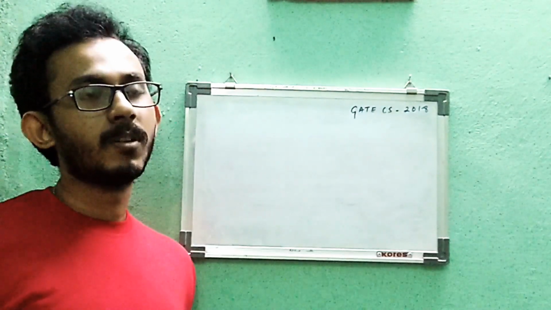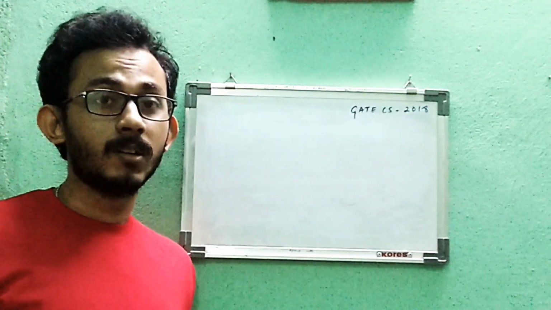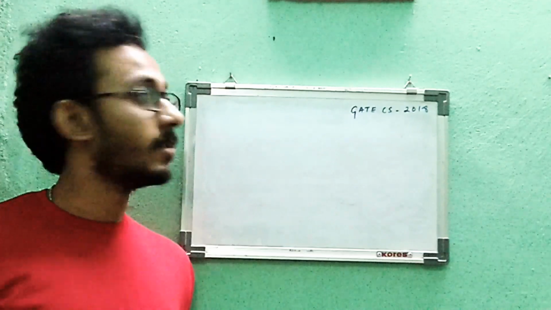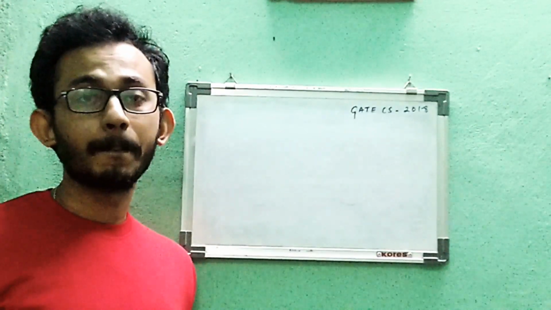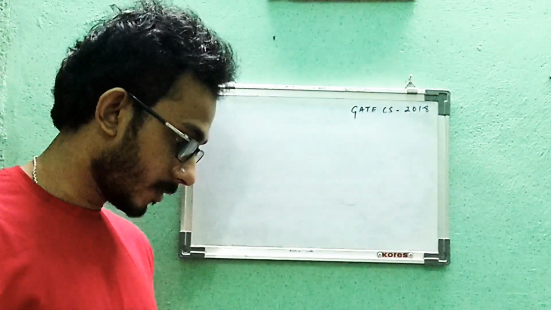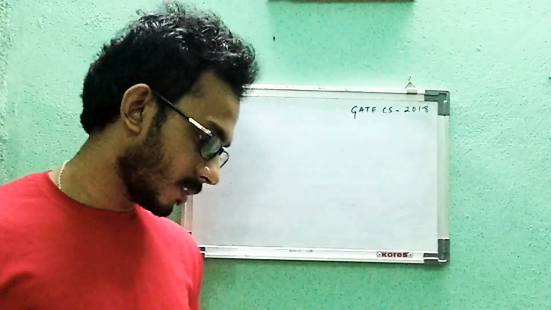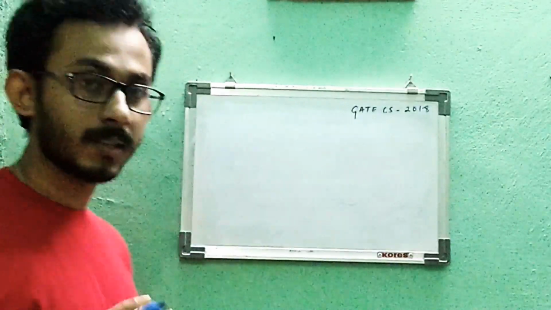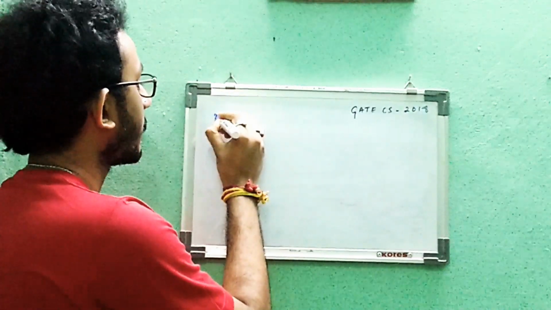Today we are going to solve one of the questions from tree data structure which came in GATE CS 2018. So let me explain the question first. The question given is, you are given two things. One is post order traversal.